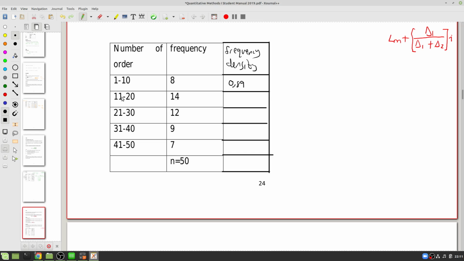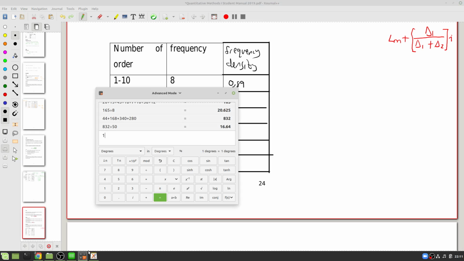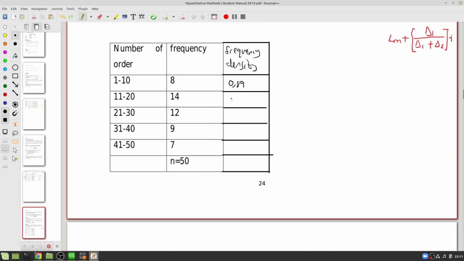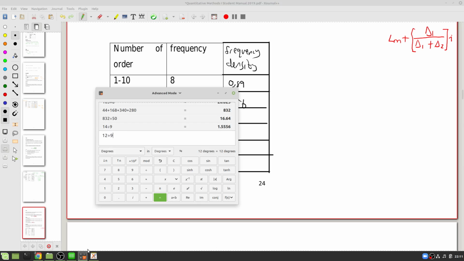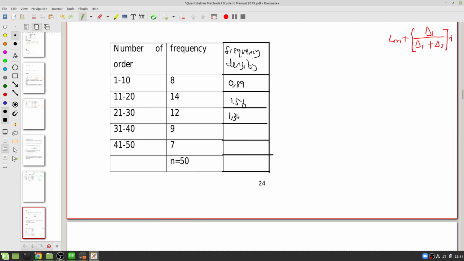Then 14 divided by class width, and this is again 9. So that is 14 divided by 9. That's 1.56. Then 12 divided by 9, so 12 over 9, 1.33. Then 9 over 9 is 1. 7 over 9 is 0.78.